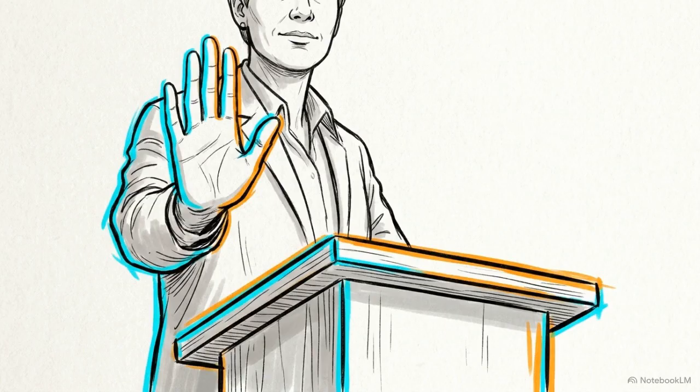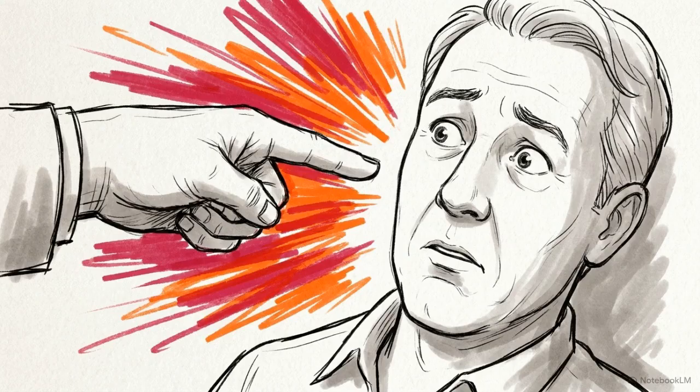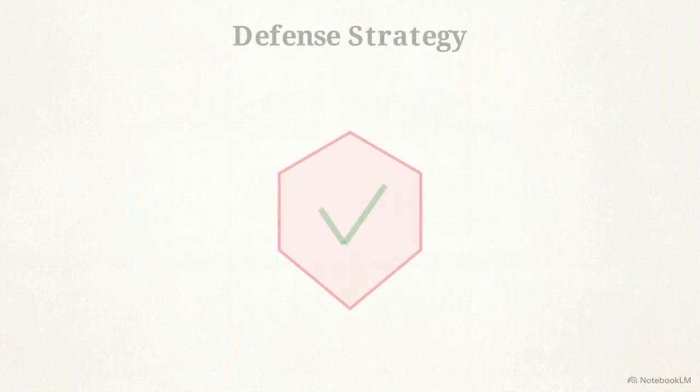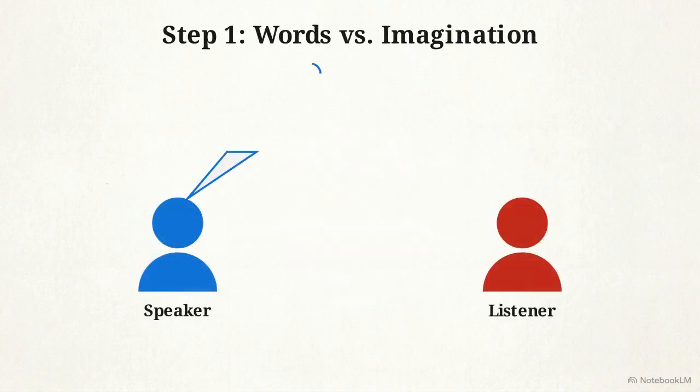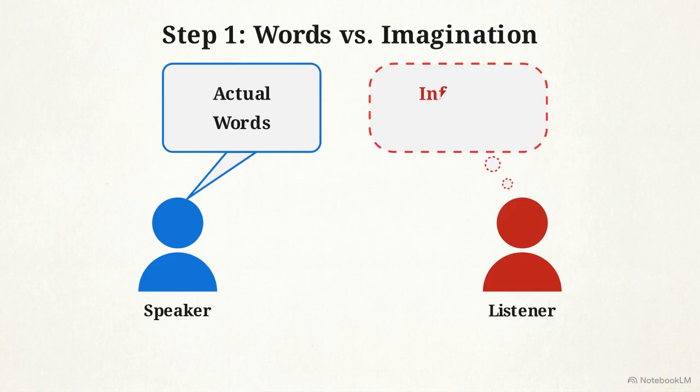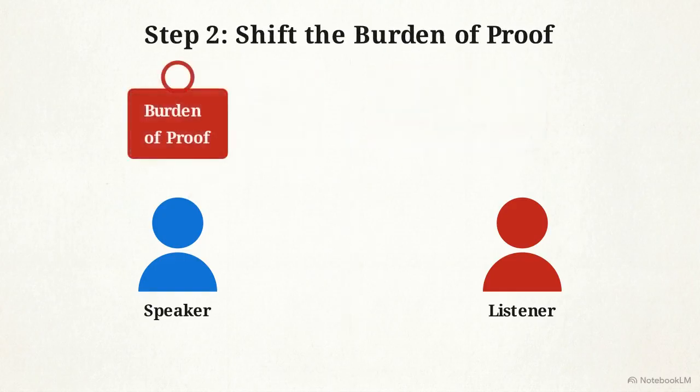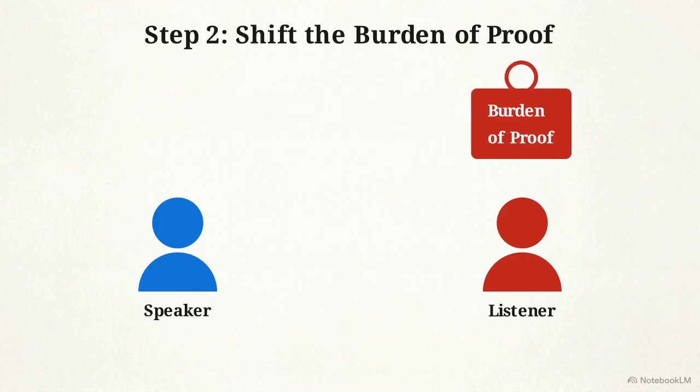Once you identify the fallacy, you need to know how to neutralize it. How do you respond when a listener aggressively infers a contrast you never made? This checklist outlines our defense strategy. Step 1. Point out you never uttered the contrasting claim. Separate your actual words from their imagination. Step 2. Shift the burden of proof. Force the accuser to explain what context justified their interpretive leap.